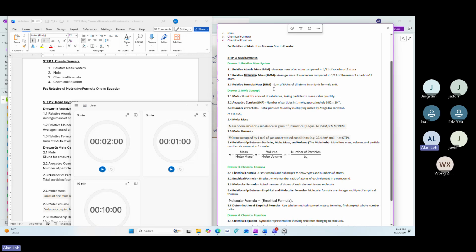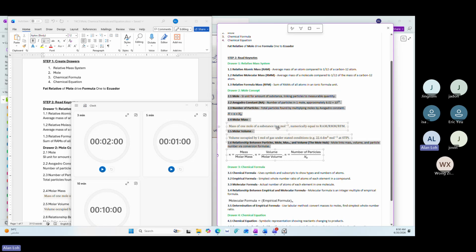All right. What is an atom and what is a molecule? If you do not know, don't worry. Later you will know it. They are similar, but one is for atom and one is for molecule. Just like one is for ball and the other one is for table. Two different things. So that is the relative mass system. That is drawer number one. Then mole concept. These are the new definitions or new terms that you need to know. If you do not know them right now, it's fine. Towards step 3 and step 4, you will know them in more detail.